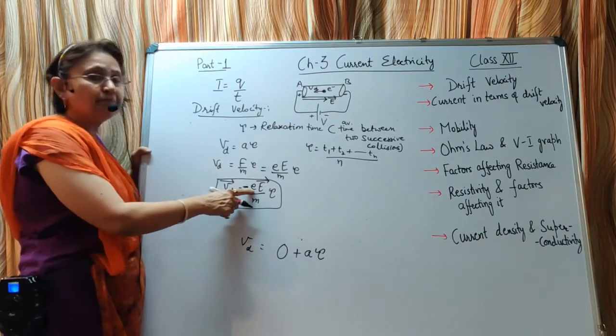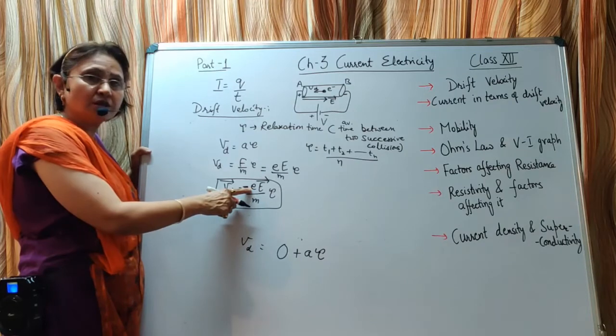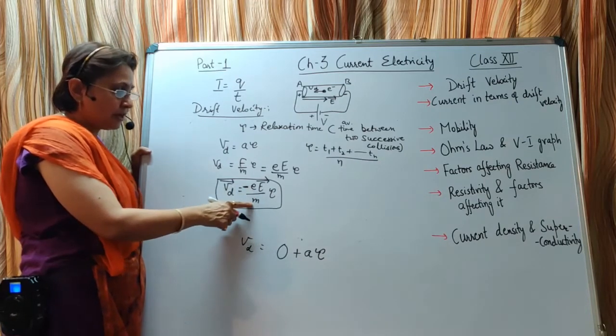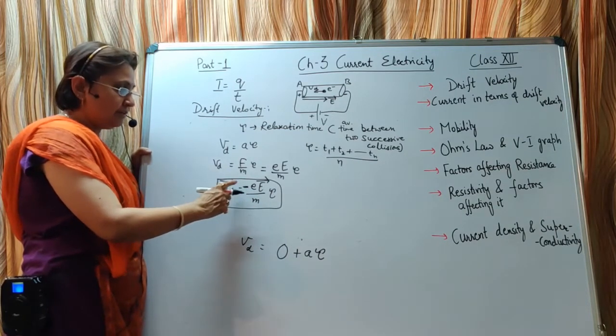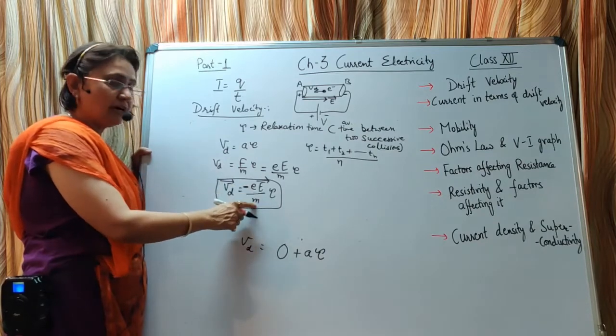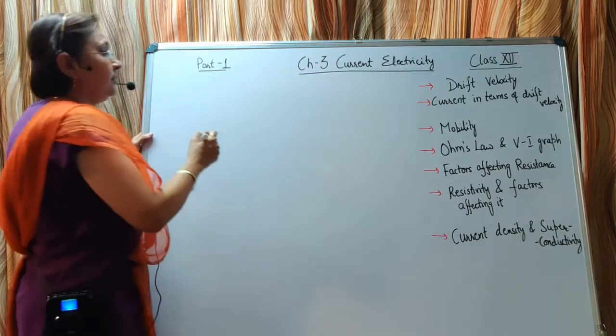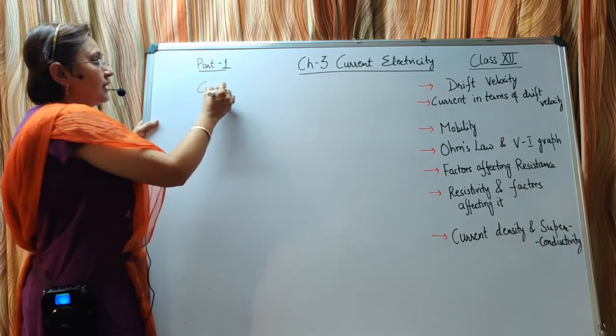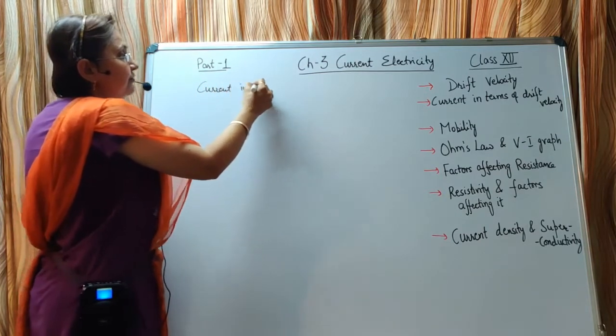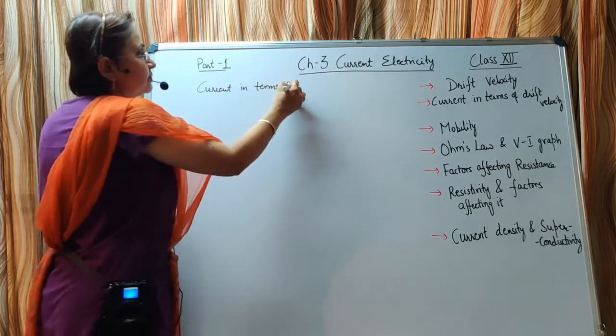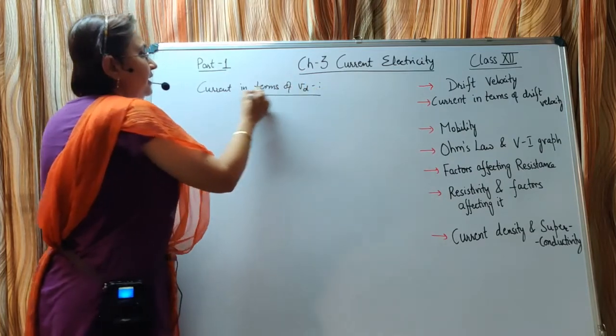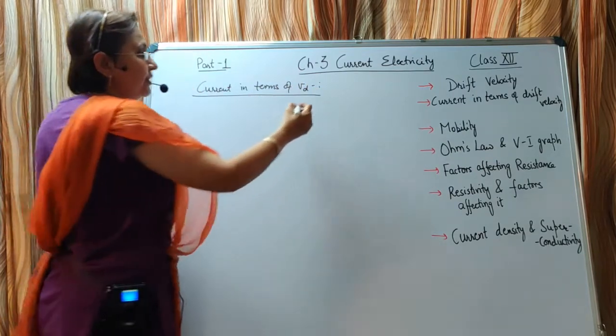But if it is some positive charge whose magnitude is q and mass is m, then Vd will be equal to qE upon m into tau. Now let's find out the current in terms of drift velocity. We'll find out the expression of current I in terms of drift velocity.